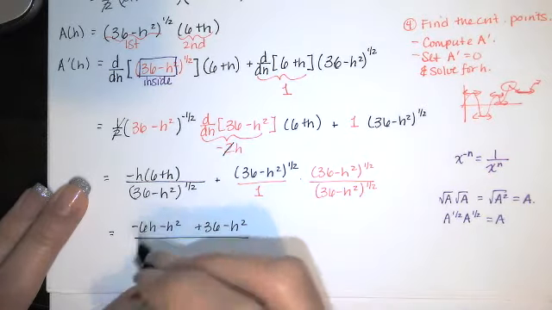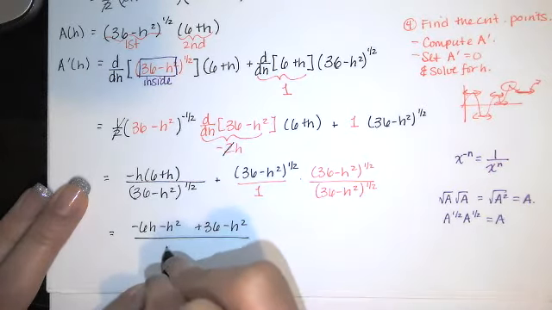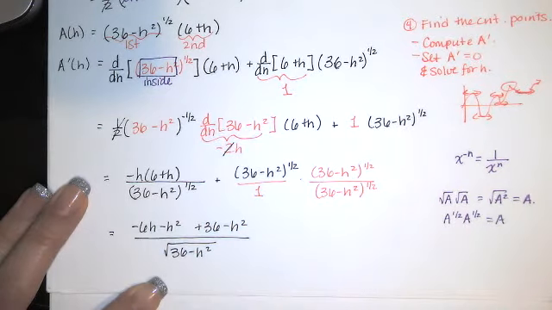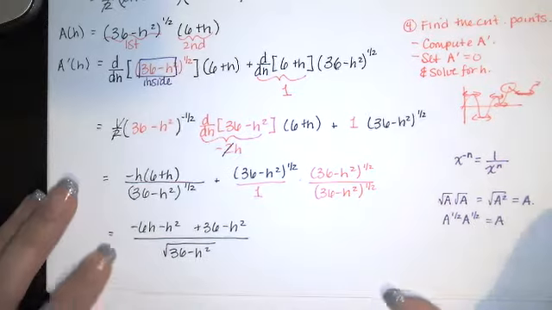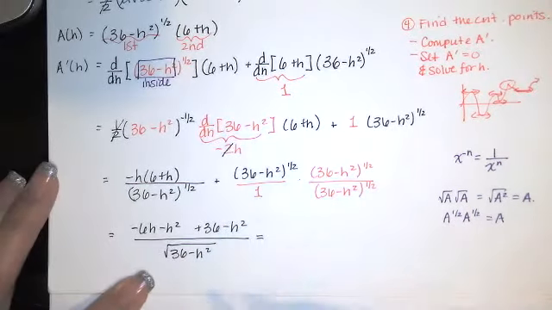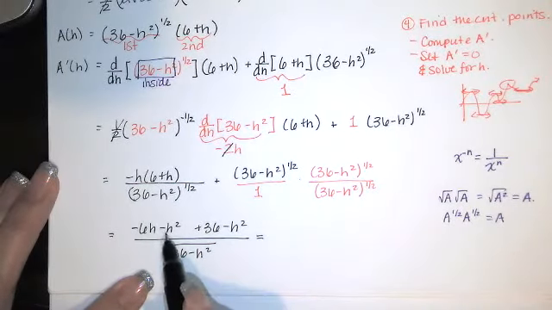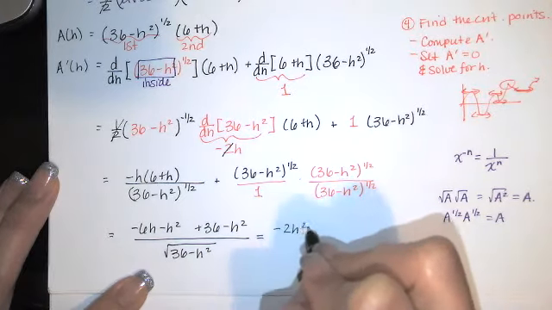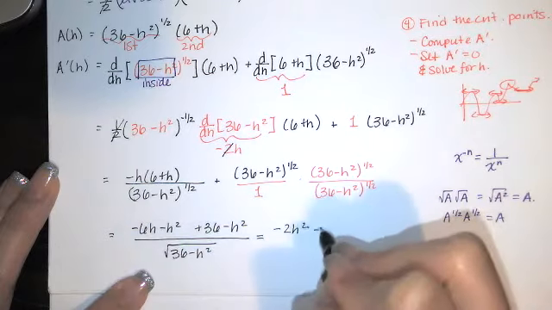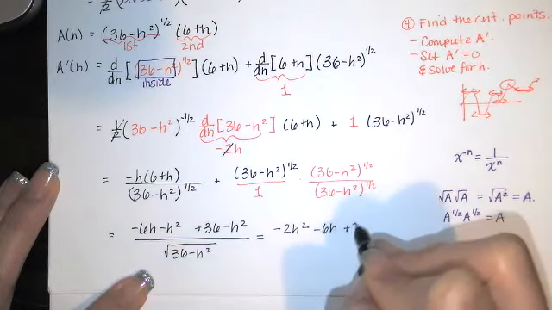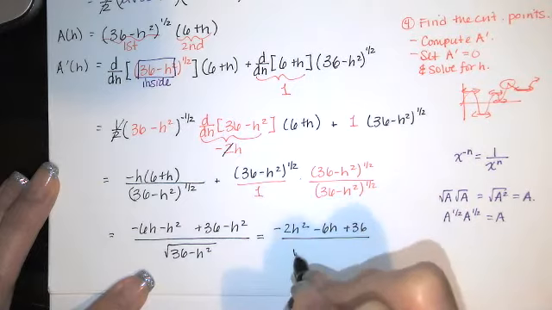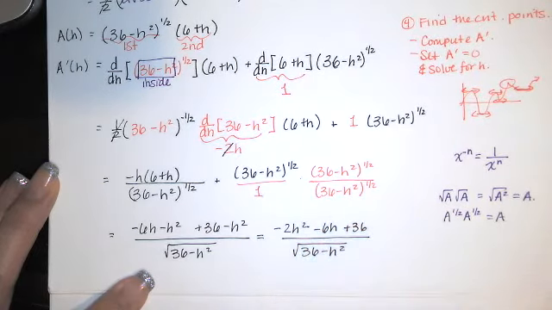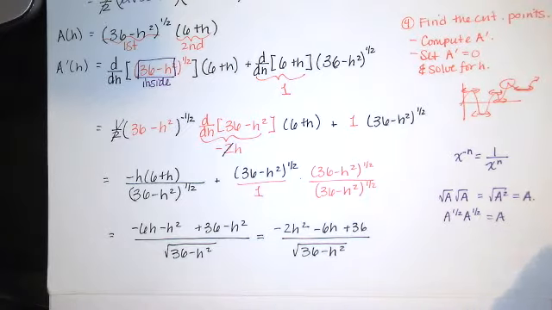And they have the same denominator now, so we can write them together. I've got that right there. Okay, and we want to simplify this. I've got a negative h squared and a minus h squared, so that's negative 2h squared, and then a negative 6h and a 36. Very close to being ready to set this equal to 0.